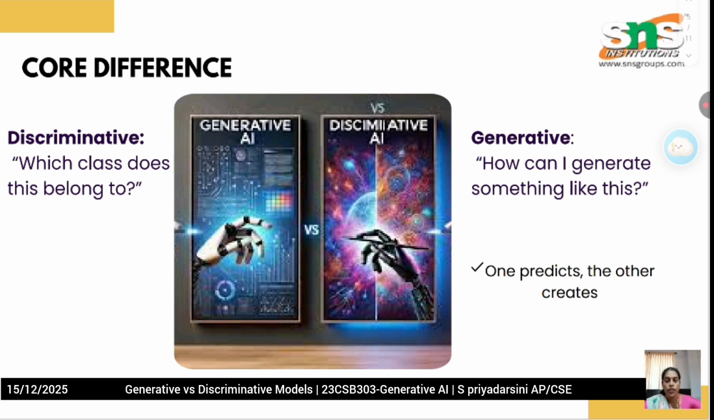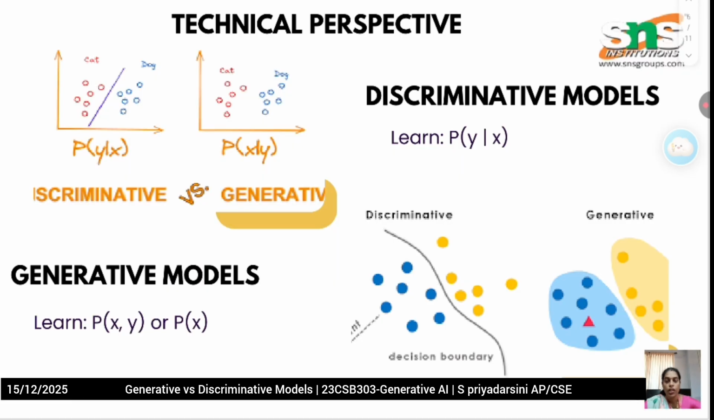What is the core difference between discriminative and generative models? The core difference between the two models can be summarized with one question. Discriminative model: which class does this belong to? Generative model: how can I generate something like this? In simple terms, a discriminative model predicts, a generative model creates. Understanding this distinction is crucial when designing AI systems.